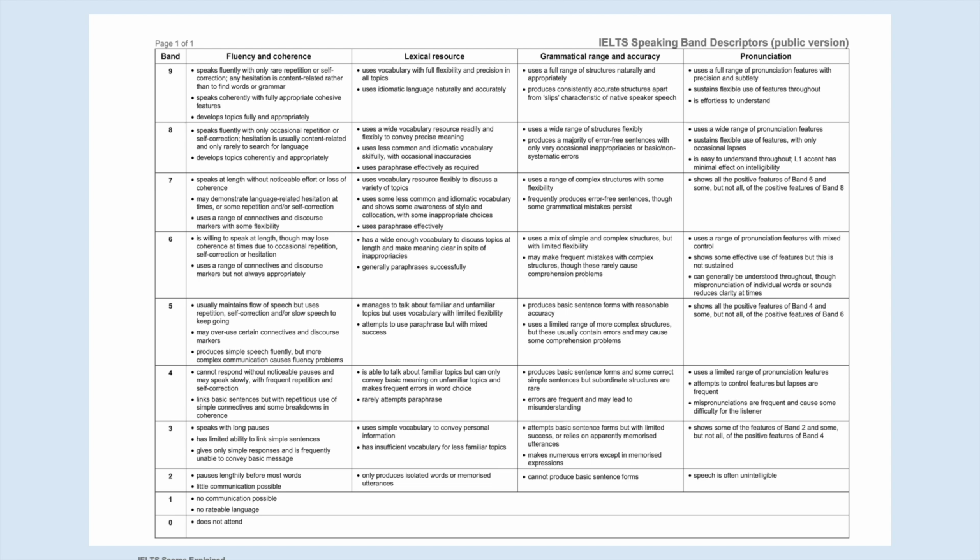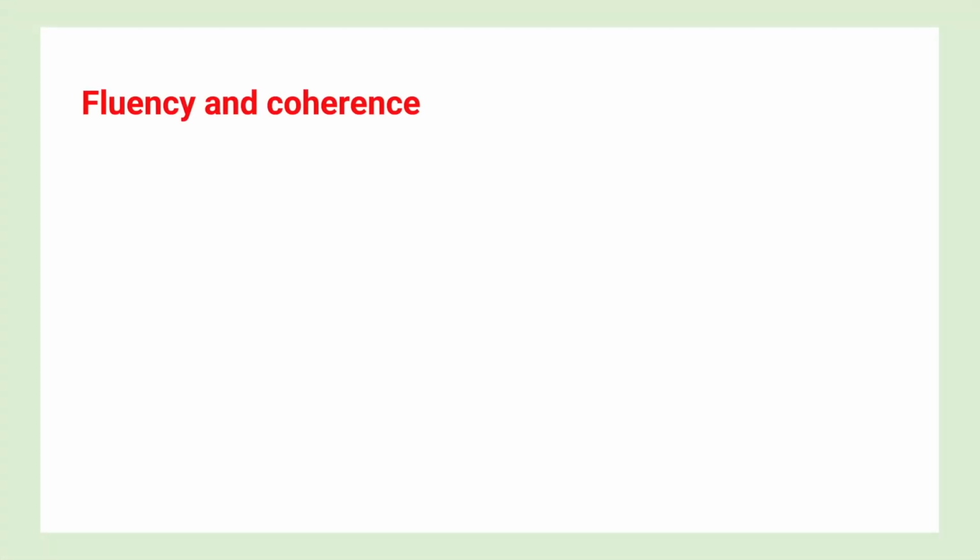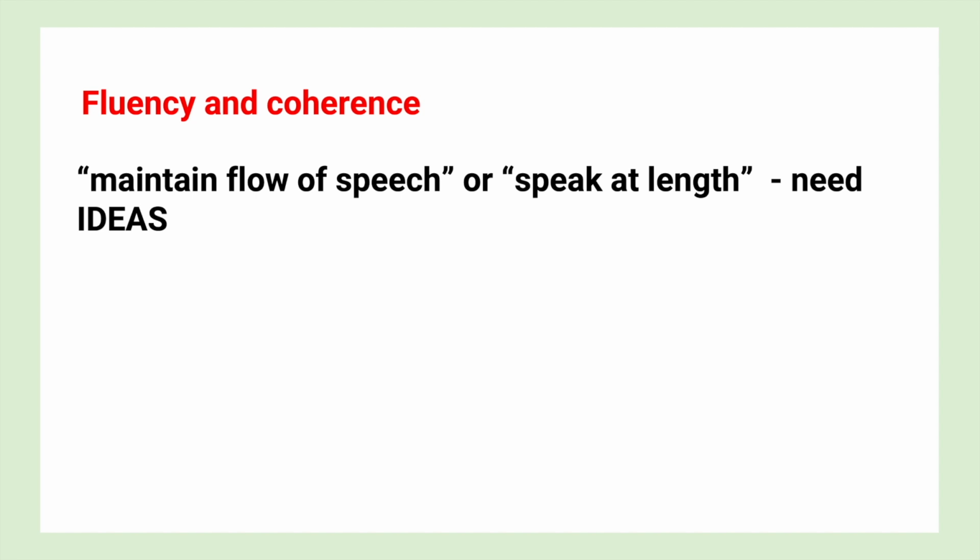We are going to look at each part of the test, but specifically through the lens of fluency and coherence. Looking at band levels 5, 6, and 7, they mention the ability to keep going, maintain flow of speech, or speak at length. To do this, you need to have ideas. You need to know what you're going to talk about.